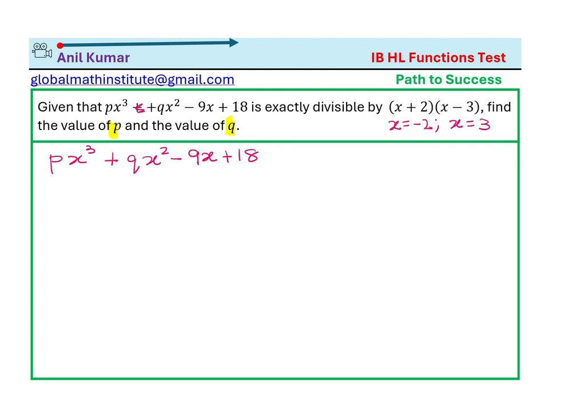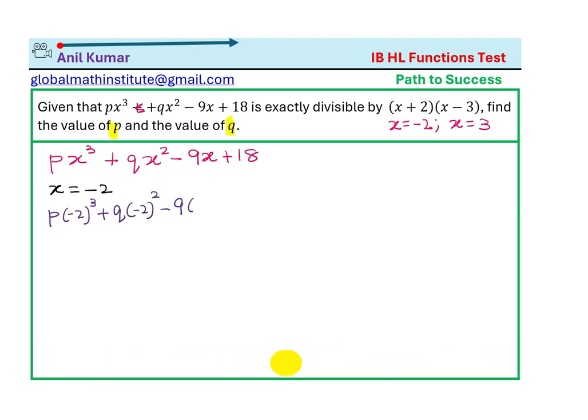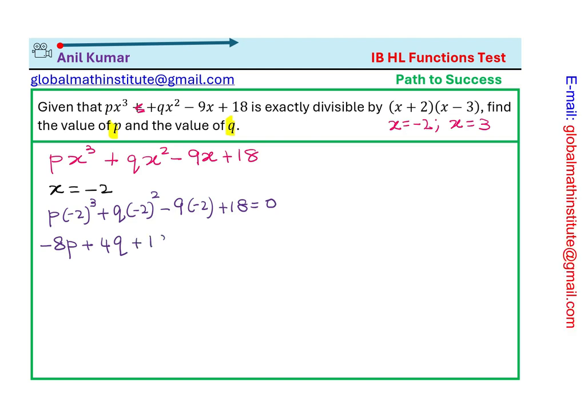So first, let's put x equals minus 2. And in that case, what do we get? We get p times minus 2 cubed plus q times minus 2 squared minus 9 times minus 2 plus 18, and that should be equal to 0, since x plus 2 is a factor of this equation. Makes sense. Minus 2 cubed is minus 8, right? So we get minus 8p, minus 2 squared is 4, so 4q. And here minus minus becomes plus, so we get plus 18 equals 0.